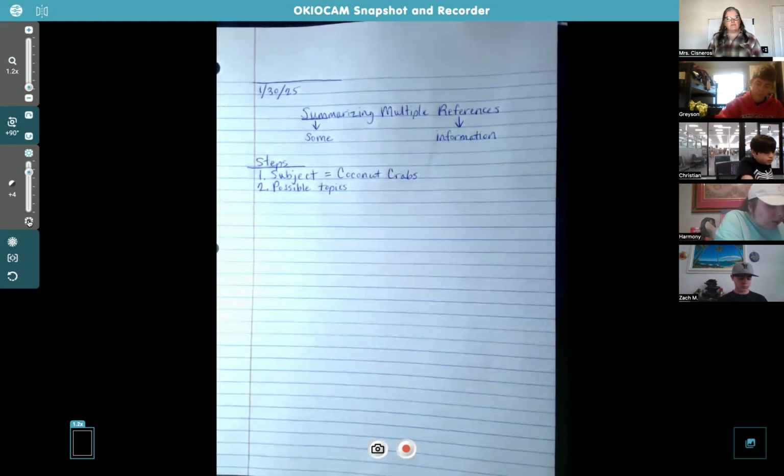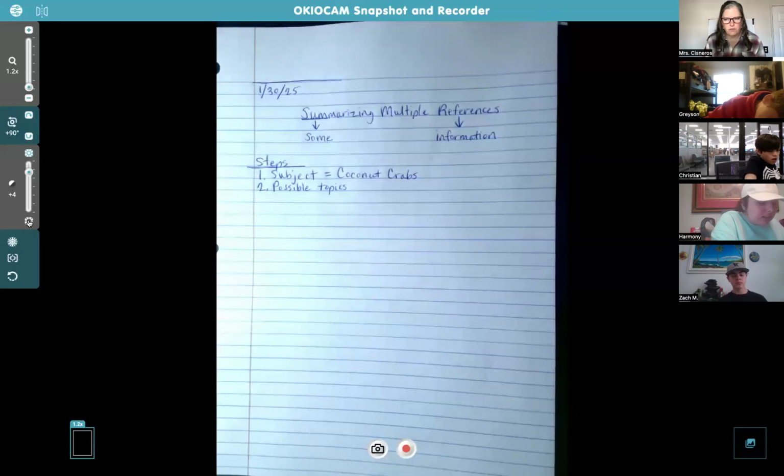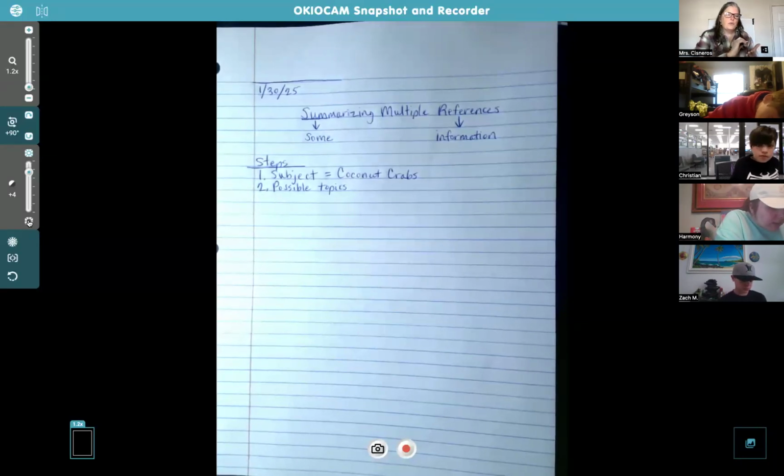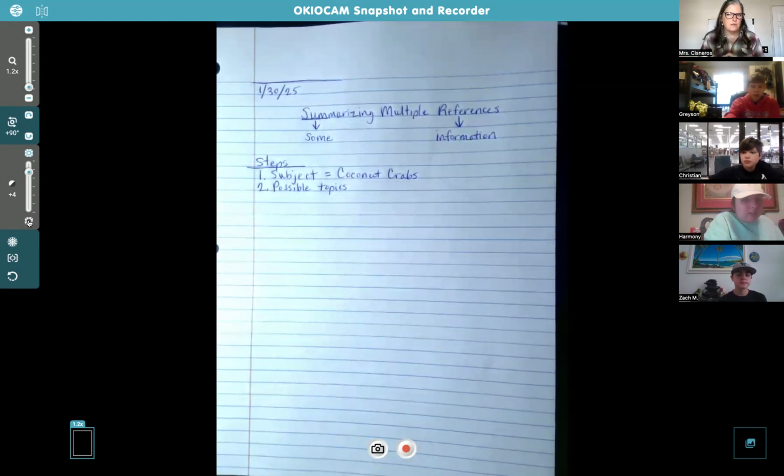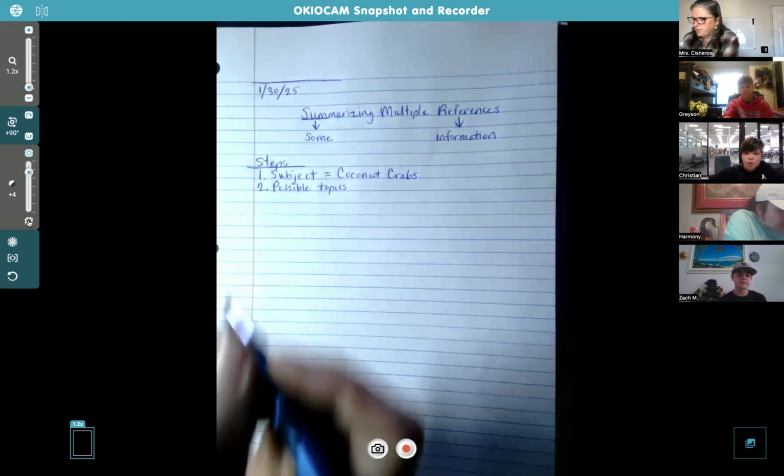And the way to find possible topics is to look at the paragraphs that we will be reading, just like we did with Captain Cook. Remember how on the margin we wrote his early life, his first voyage, his second voyage, his talents and skills. We wrote all those notes in the margin. And that's what we're going to do for coconut crabs. We're going to read it and make notes in the margin about what the paragraphs are about. And then those become our possible topics.